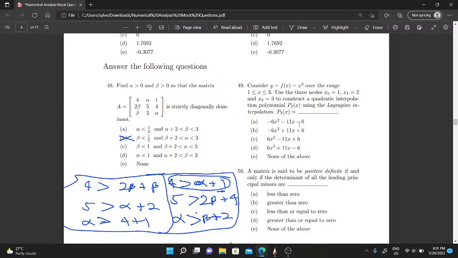So please hold on for a second, right? People are saying that they can't access the PDF. So please let me get the PDF working and then we'll get back to this.